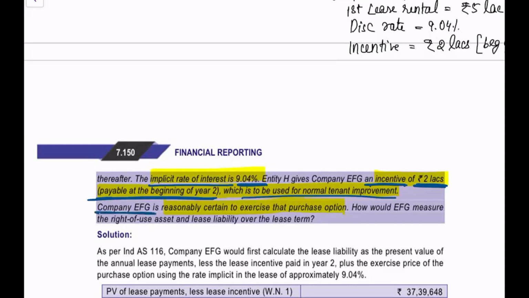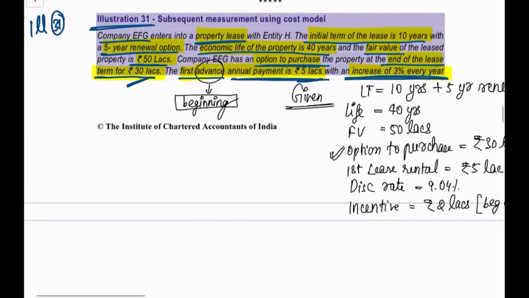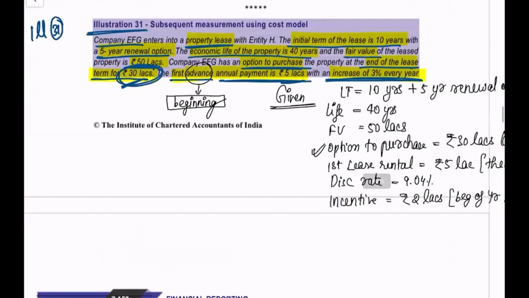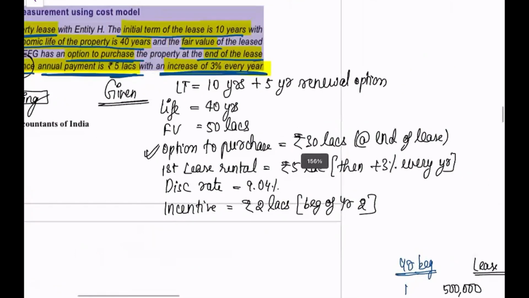And company EFG is reasonably certain to exercise the purchase option. So here they're not going to renew for 5 more years. They are directly going to purchase the asset. So for them, at the end of the lease term, they have to pay a value of 30 lakh rupees. Okay, so what is being given in the question?